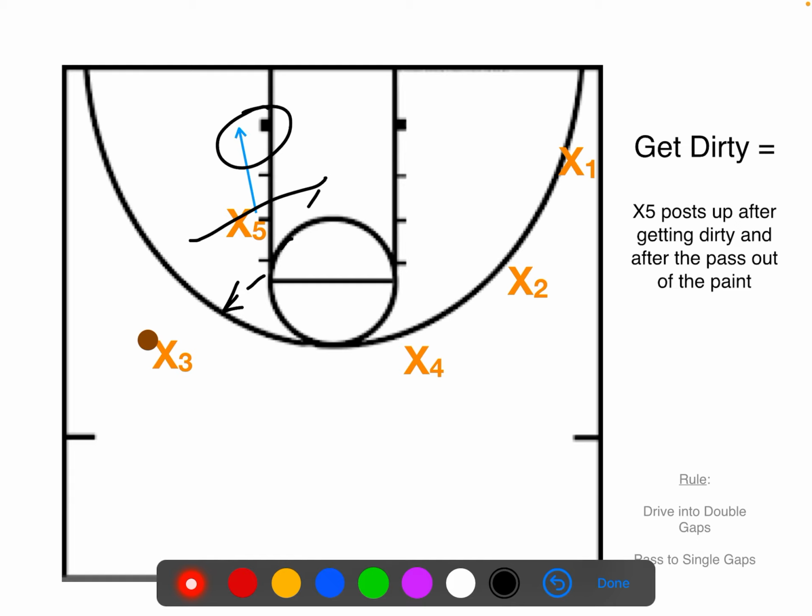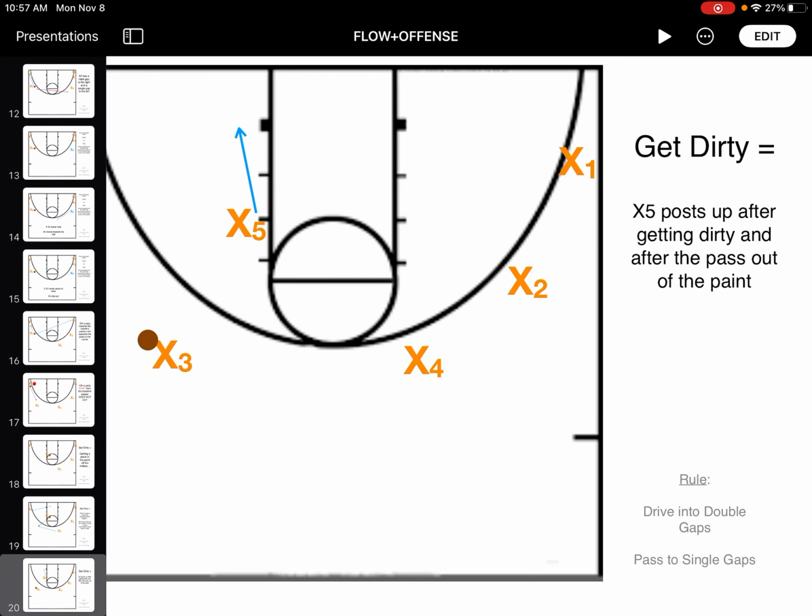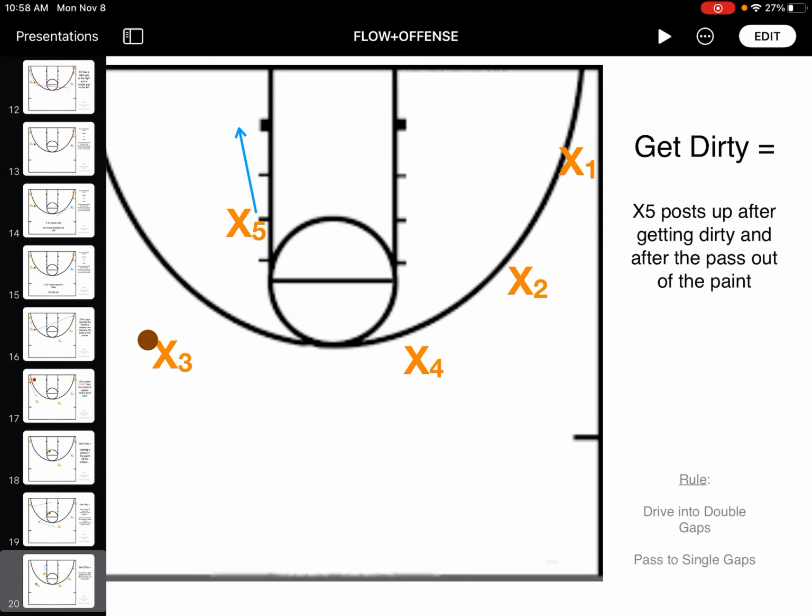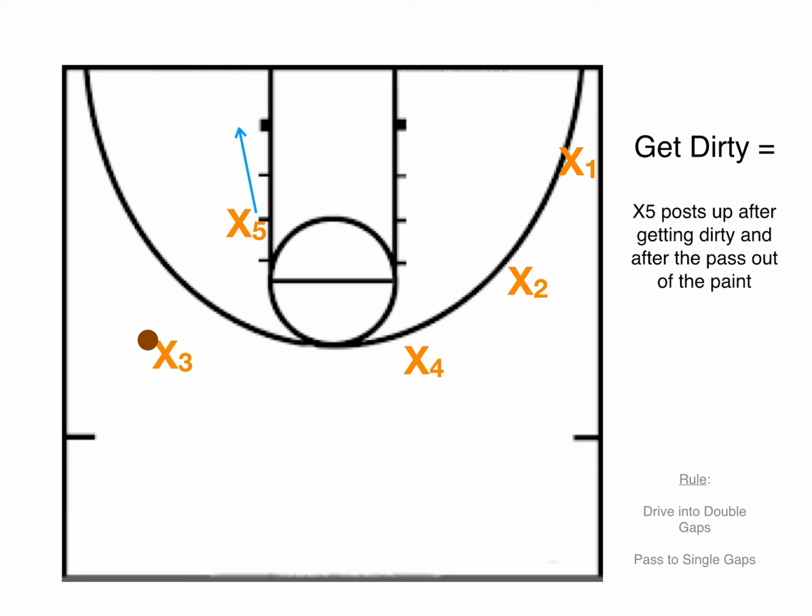Again, now if X3 catches and X5 is driving, or X5 fills the post, if X3 drives the ball here, then X5 would come back out and fill that spot, would go opposite of the drive. But we want to look to penetrate, get dirty in the paint, pitch it out, and then look to post. But it looks like that's all the slides Coach Stowe has here.